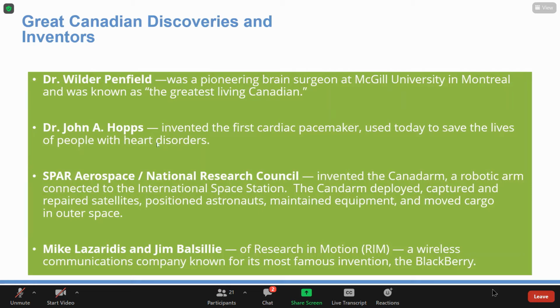So the cardiac pacemaker is also a Canadian invention by Dr. John Hopps. And then we have these guys from the aerospace of the National Research Council. They invented a robot arm. I'm not sure if this is very important, but it is something they use in the space station for cargo.